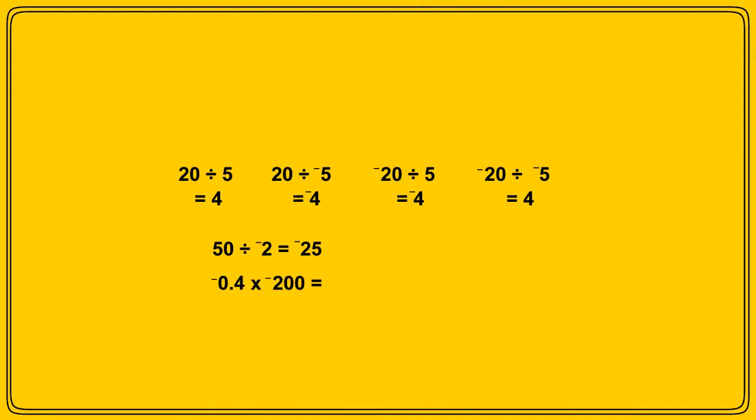And our second example, negative 0.4 multiplied by negative 200. First, ignore the signs and just work out the numbers again. 0.4 times 200 is 80, and the signs are the same, both negative in this case, so the answer is positive 80. And there you are. Once you have the idea, that's all pretty straightforward.